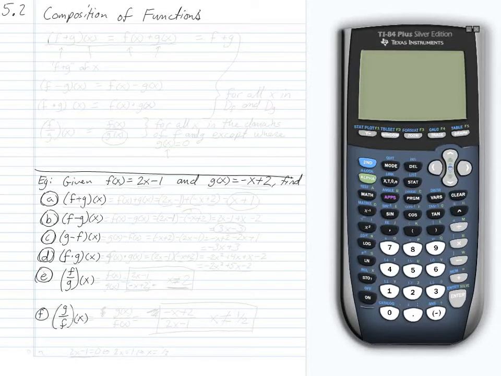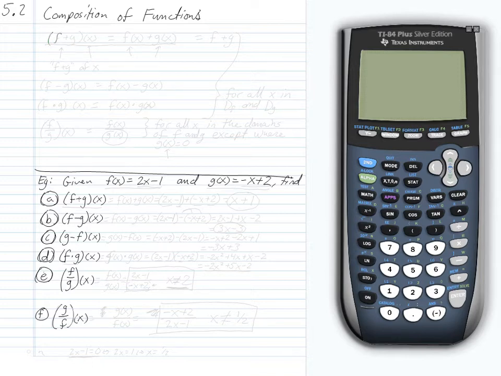Welcome to section 5.2, composition of functions. So in this section we're going to be expanding and formalizing a couple of ideas that we've seen already. The first portion of this section, if you refer to the first page of the notes for section 5.2, introduces some definitions. So we're going to be looking at new notation.